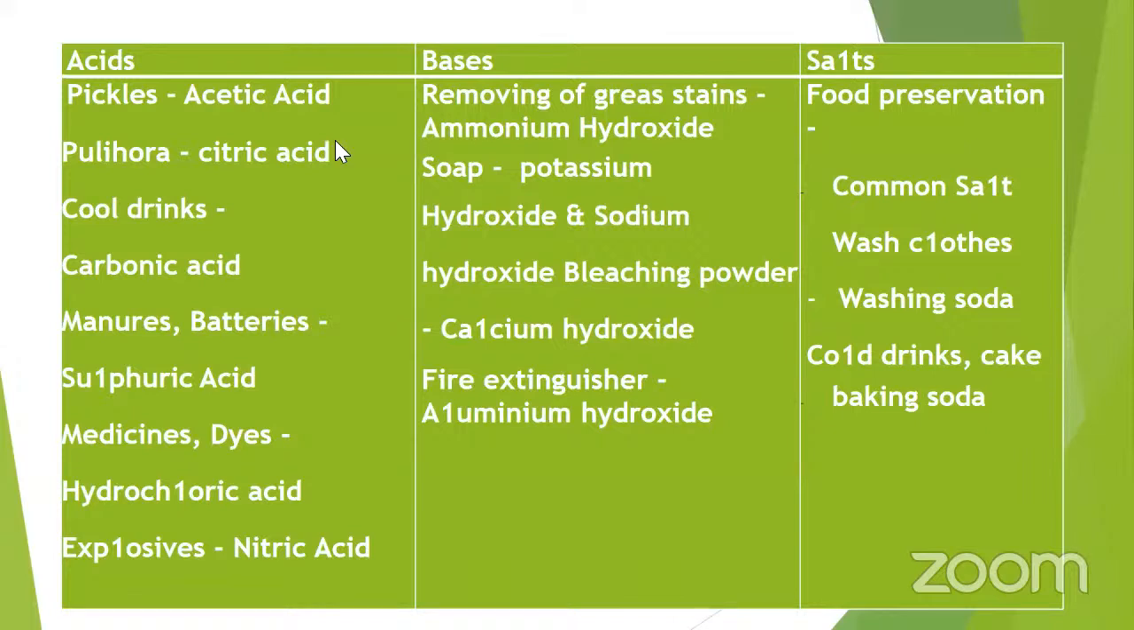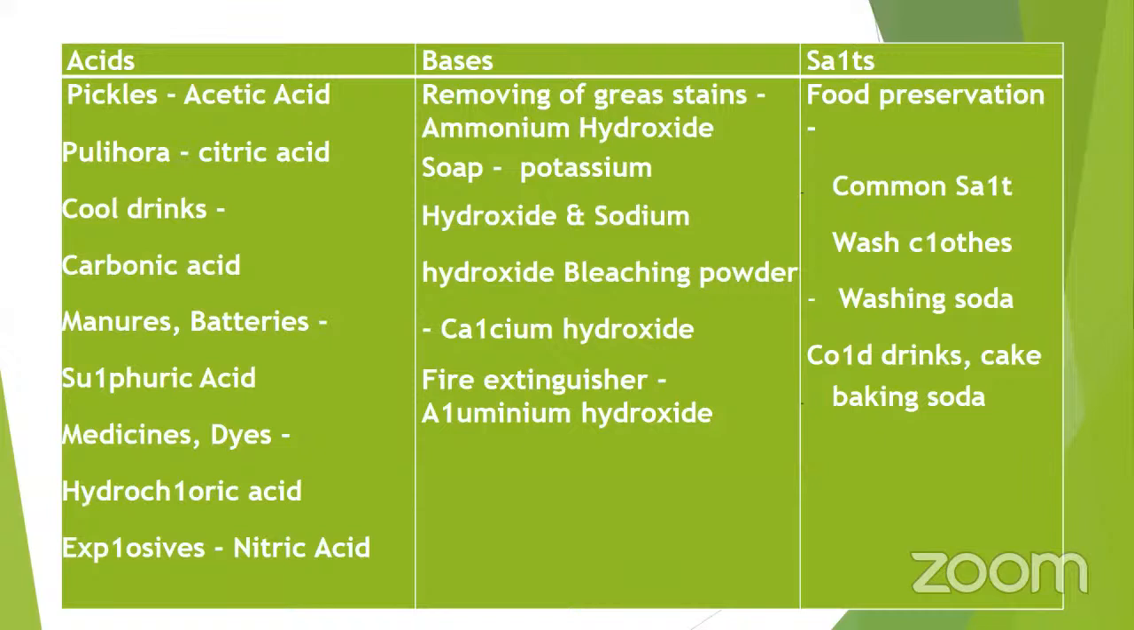చూడండి ఎక్కడెక్కడ ఏం వాడుతున్నాం ఇక్కడ ఇచ్చిన. Sulfuric acid is used in batteries and manures. Manure అంటే తెలుసా, ఎరువుల తయారీలోను బ్యాటరీలలోను సల్ఫ్యూరిక్ యాసిడ్ వాడతాం మనం. మెడిసిన్ అండ్ డైస్ లో కూడా హైడ్రోక్లోరిక్ యాసిడ్, ఇలా రకరకాల యాసిడ్స్ మనం వాడుతూ ఉన్నాం. మరి బేసెస్ ఎక్కడ వాడుతున్నాం చూడండి. రిమూవింగ్ ఆఫ్ గ్రీస్ స్ట్రెయిన్స్, గ్రీస్ బట్టలకి అంటుకొని ఉంది, మరి ఆ బట్టలకు అంటుకున్న గ్రీస్ స్ట్రెయిన్స్ ఎలా రిమూవ్ చేయాలి? ఇట్ ఈస్ విత్ ద హెల్ప్ ఆఫ్ అమ్మోనియం హైడ్రాక్సైడ్.